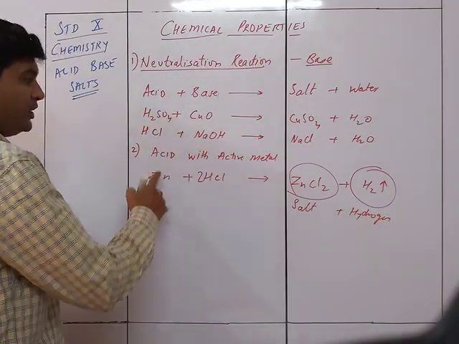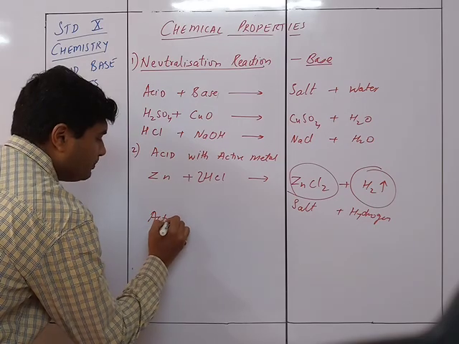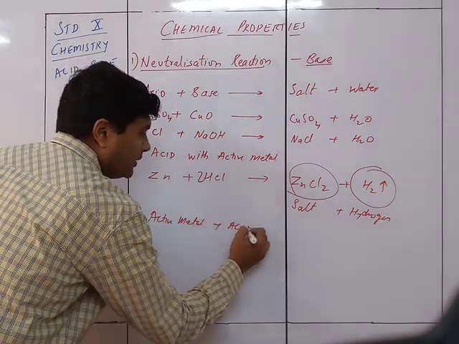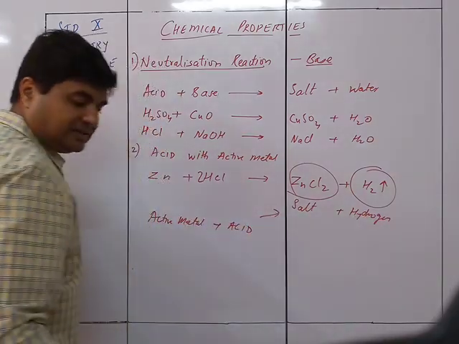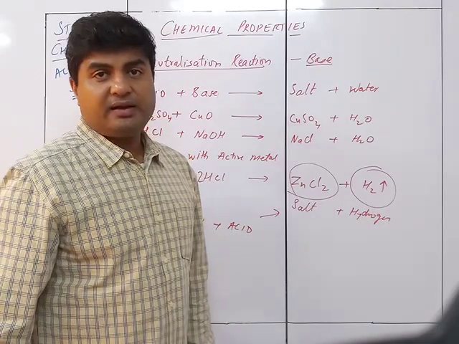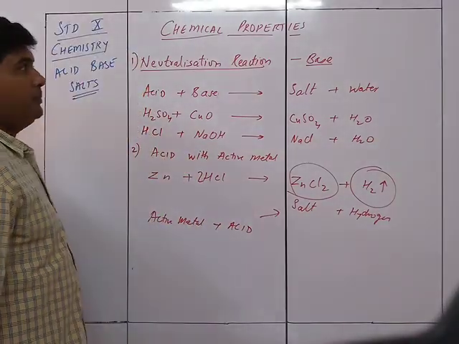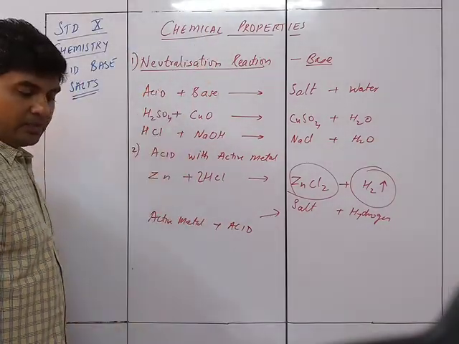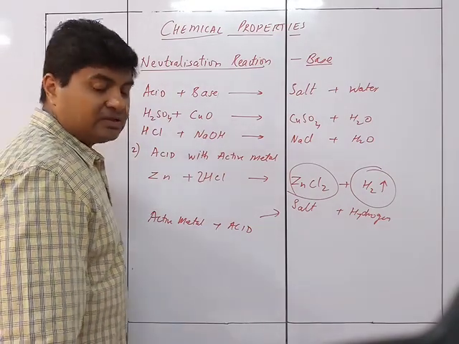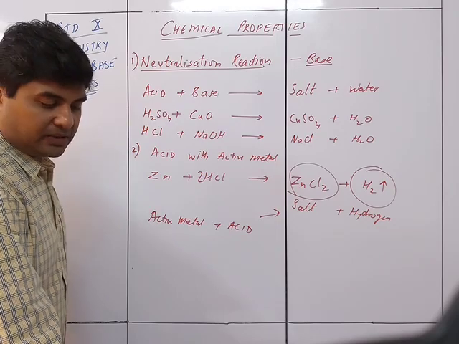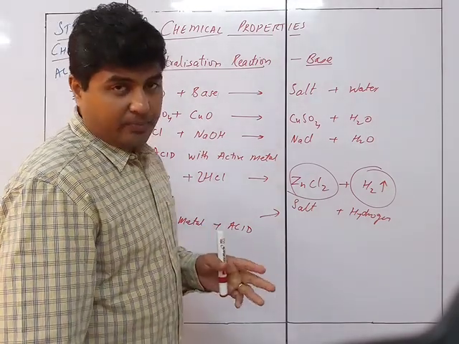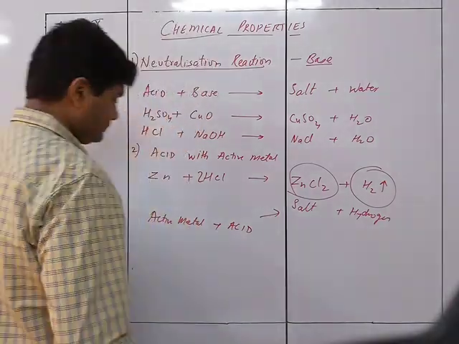Okay, so active metal plus acid will give me salt plus hydrogen. Okay, that is the second important chemical property of acid. We now move on to the third one. The third one is the reaction of acid with chlorides, nitrates, bicarbonates and carbonates. Okay, so we'll go one by one.